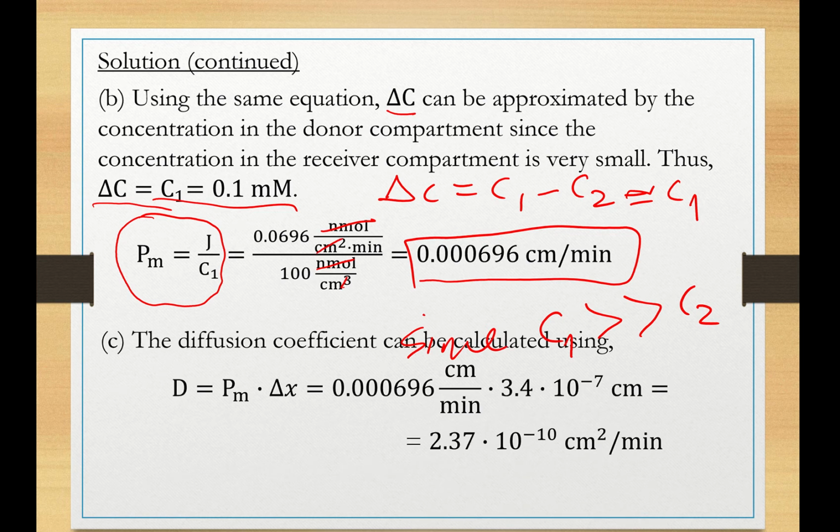The diffusion coefficient can be calculated again using the Fick's equation, and now solving for the diffusion coefficient, which is PM times delta X. Delta X is given as 3.4 times 10 to the minus 7 centimeters. It was given as nanometers, and I converted it into centimeters. So now I have the diffusion coefficient of the drug is 2.37 times 10 to the minus 10 square centimeters per minute, okay?